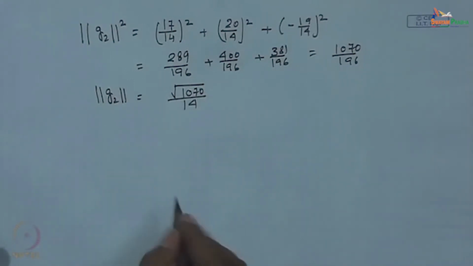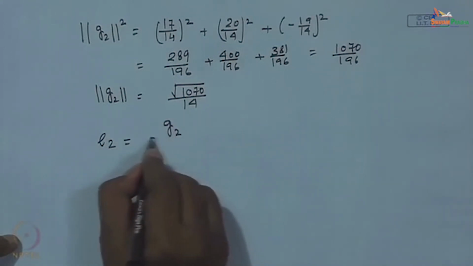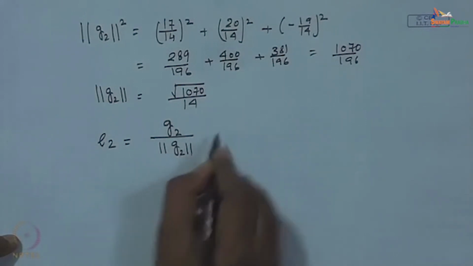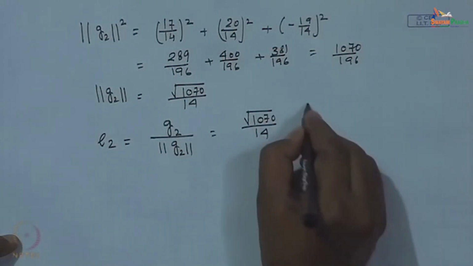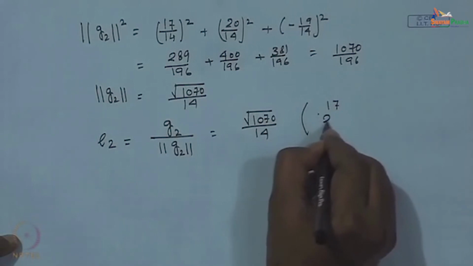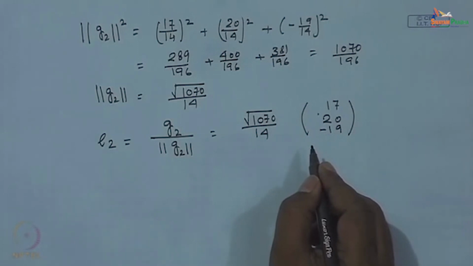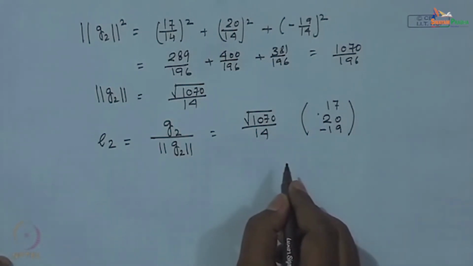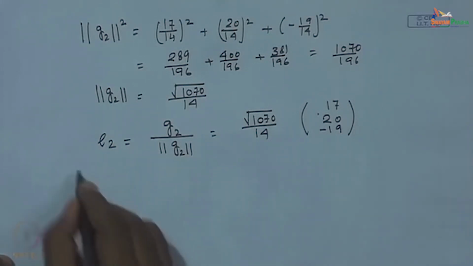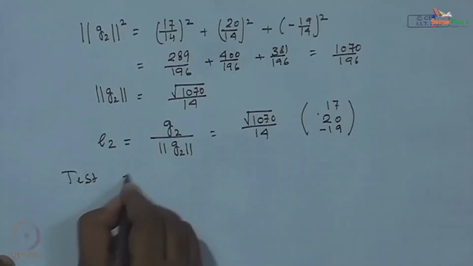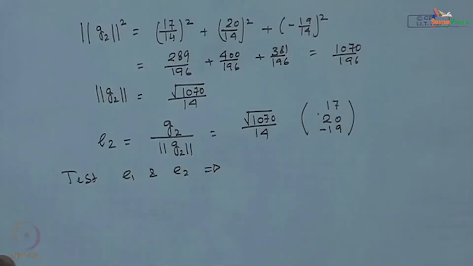So, we are in a position to get the second element of the target set, E2, as g2 divided by the norm of g2, and this will be root of 1070 divided by 14, times (17, 20, -19). That gives the second element E2 of our set, and now we can test whether E1 and E2 are orthogonal to each other or not. It is sure that each is normalized.